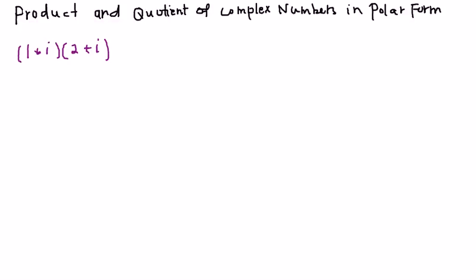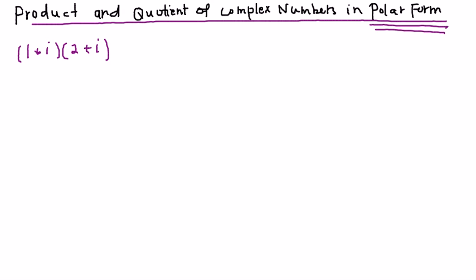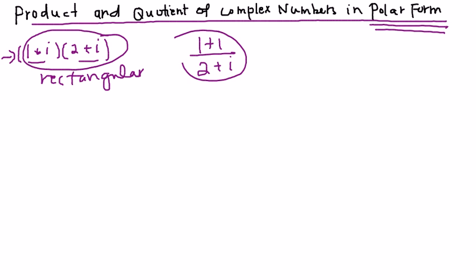Today we're going to talk about the product and quotient of complex numbers in polar form. Now notice this example that I have written right here. I have a product of two complex numbers, but these are in rectangular form. And we know how to deal with problems like this, and also how to deal with a problem where there are quotients.